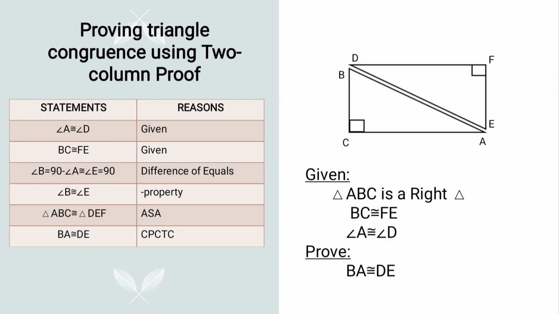So our next statement is angle B equals 90 degrees minus angle A, which is congruent to angle A equals 90 degrees. Since if this one, we can form here a 90 degrees. Our reason for that is difference of equals. So angle B and angle A is congruent property.